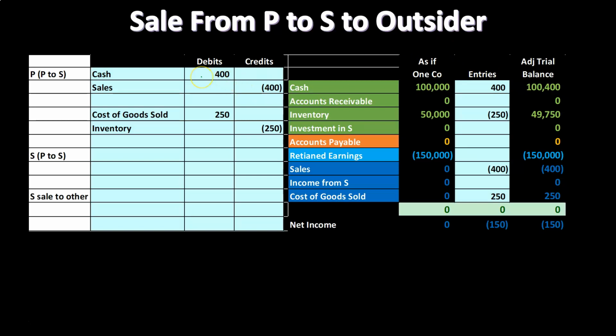What would happen? Debit cash, credit sales, debit cost of goods sold, credit inventory. So cash goes up by the 400, sales goes up by the 400, cost of goods sold goes up by the 250, inventory goes up by the 250. Net effect on net assets, 150 increase. This is an increase, not a loss. This is the 400 sales price minus the cost of goods sold of the 250.